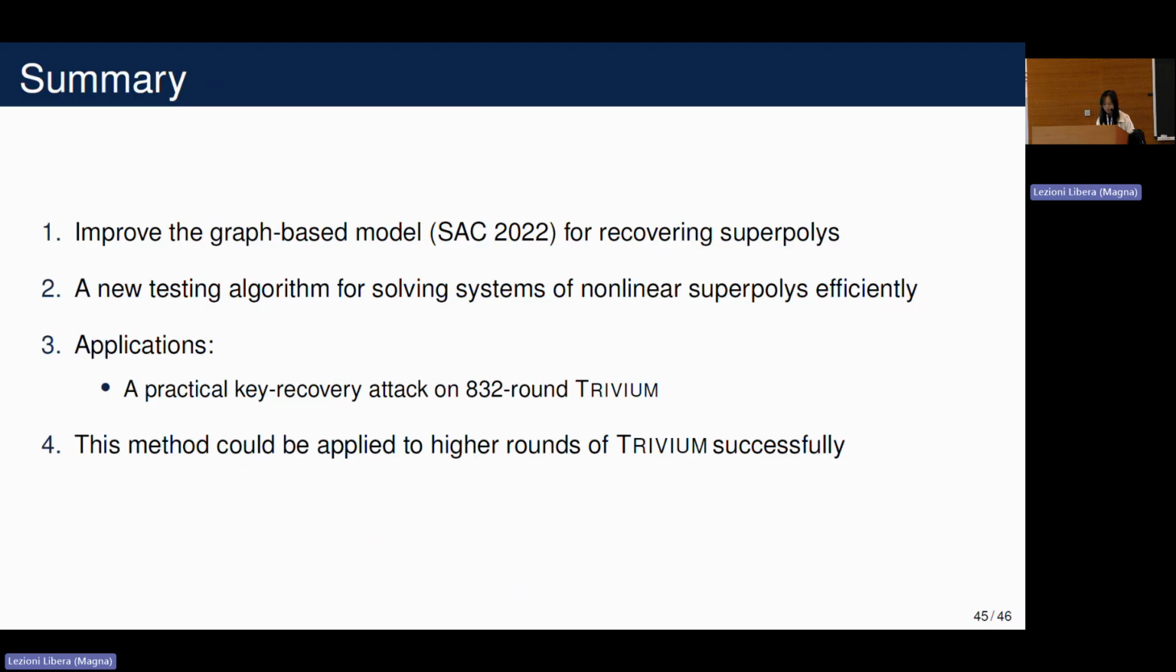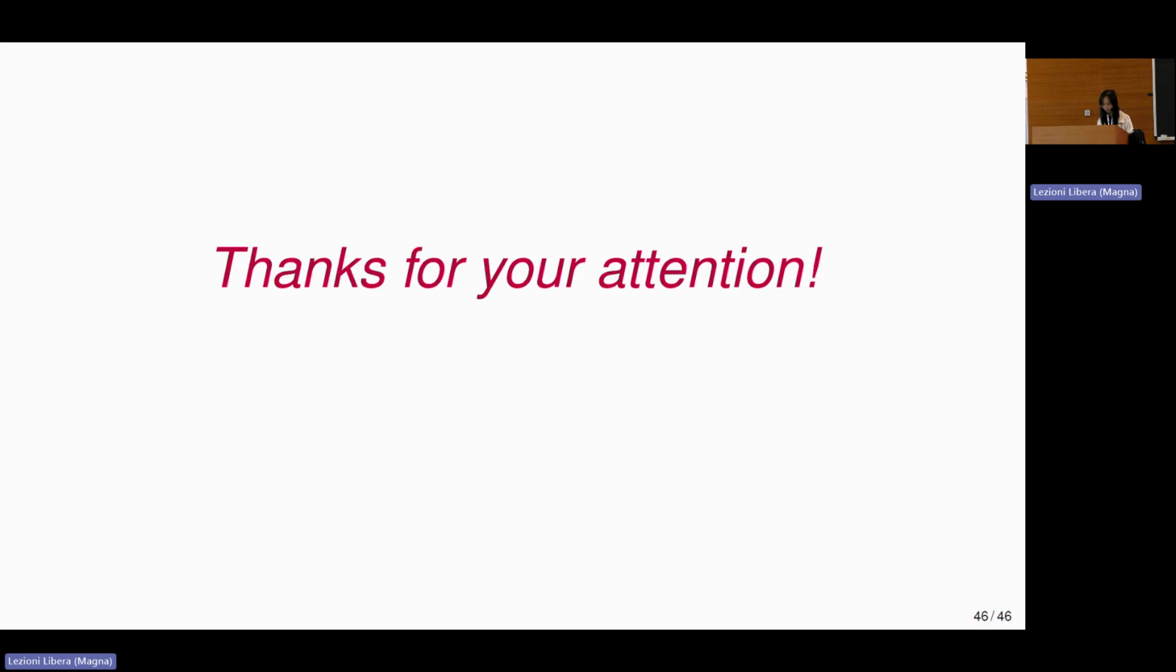This is the summary of our work to finish the presentation: an improved graph-based model and new testing algorithm, and a practical key recovery attack. And our method also applies to higher rounds. Thank you for your attention.